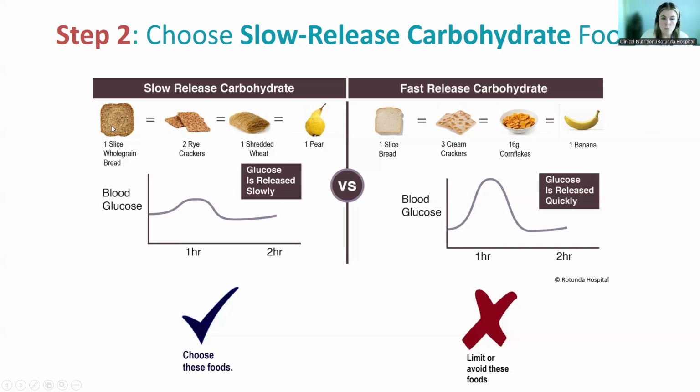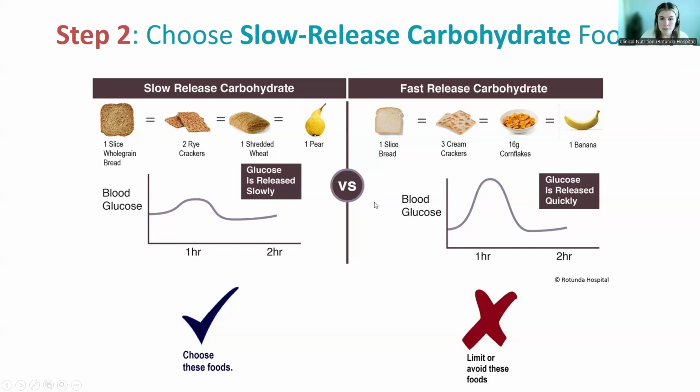That would be things like whole grain bread, Ryvita crackers, shredded wheat, or pears, for example. These foods are typically higher in fiber and less processed, and therefore they work better with the blood glucose levels. So we're encouraging you to choose these types of carbohydrate foods.